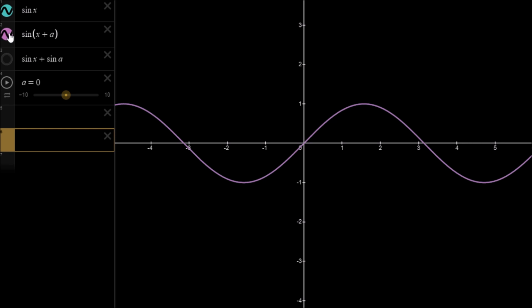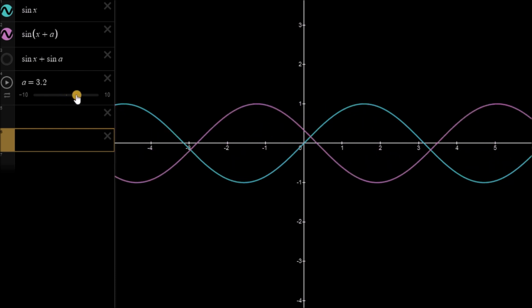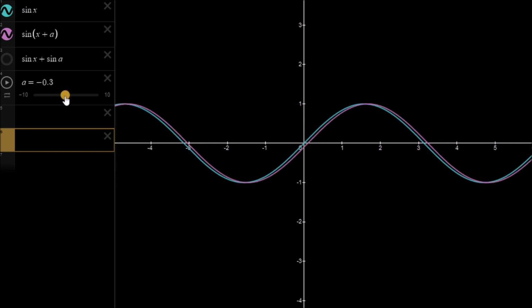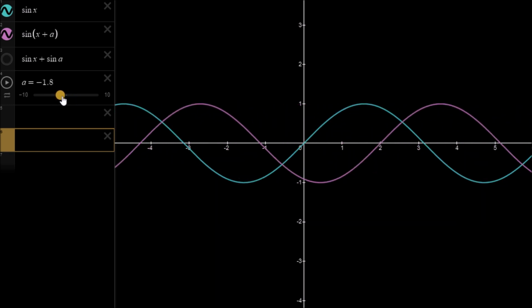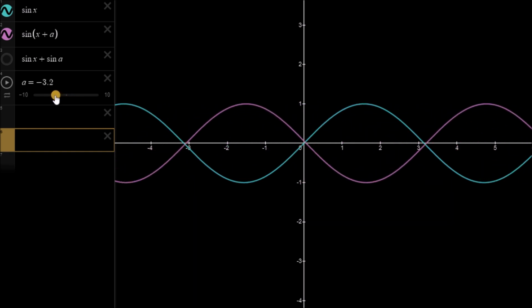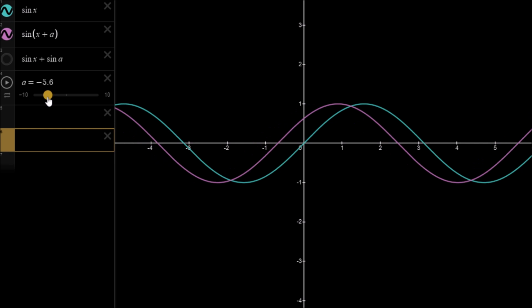Now, if we were to adjust the value of a, then we're going to get a different function. So if we move this along, you can see here that we're going to generate this function here, which is the sine of x plus a. And as we said previously, if the value for a is positive, it's equivalent to shifting the function to the left. And if the value of a is negative, it's equivalent to shifting the function to the right.